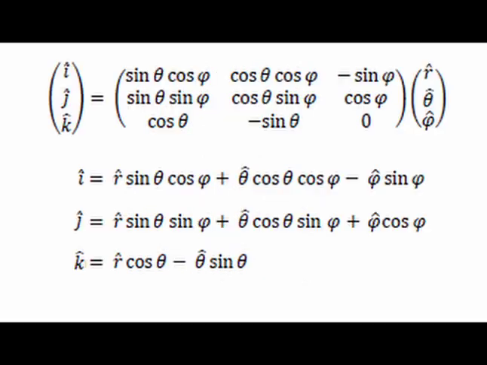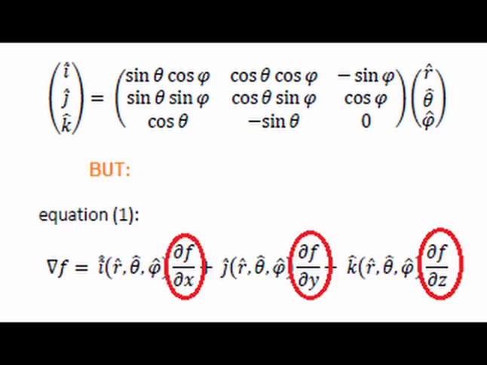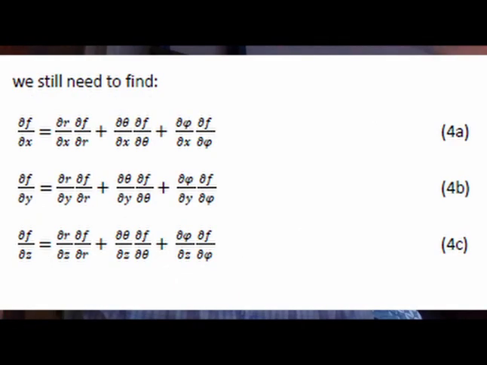j hat, k hat in terms of r hat, theta hat, phi hat. But that's only half the problem, because going back to the gradient that we're looking for, we need to do essentially the same thing for the derivatives. Now, it's a simple matter of applying the chain rule to write down what those derivatives are.